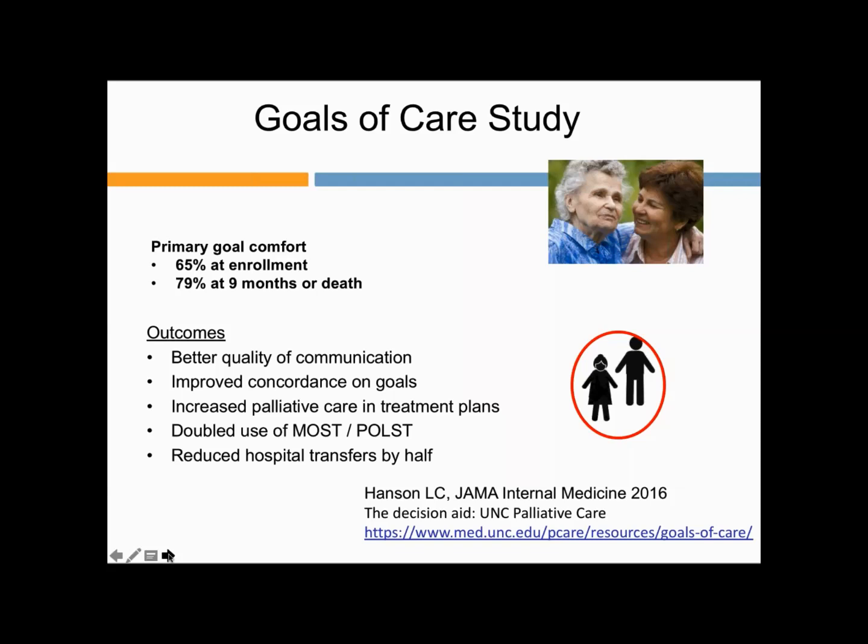The primary goal of comfort was 65% at enrollment, and it was 79% at 9 months, or death. So they felt that they were able to increase comfort care, and that was aligned with patients' wishes. They felt that they also had better quality of communication, improved concordance of goals, and increased palliative care and treatment plans. It doubled the use of POLST forms, and it reduced hospital transfers. I put this link in here for you because the PowerPoint slides and the presentation are available for free on this UNC website. So for people who are faced with having to make decisions for someone who already has severe dementia, that can also be helpful.